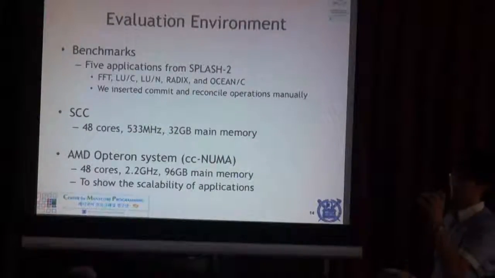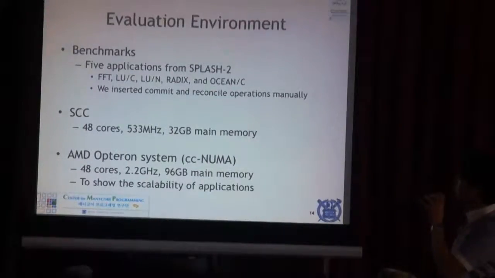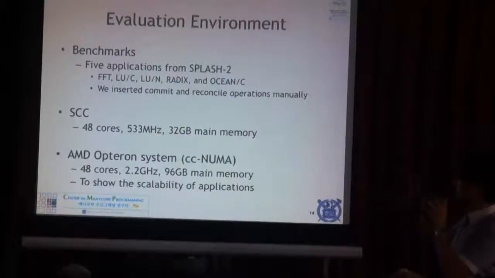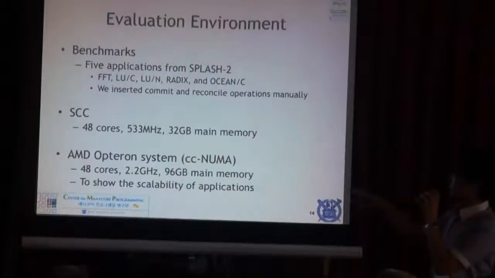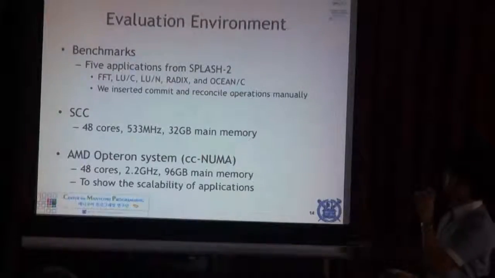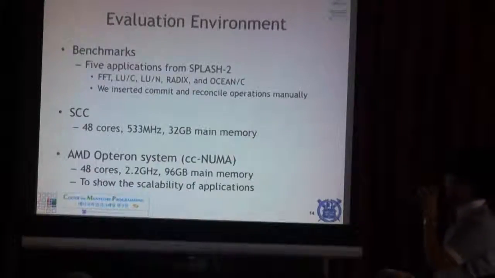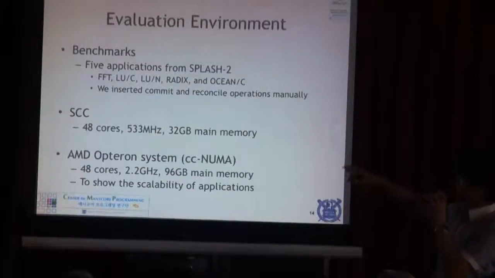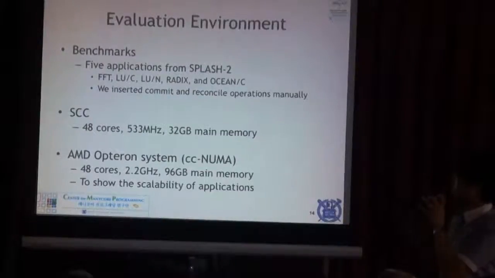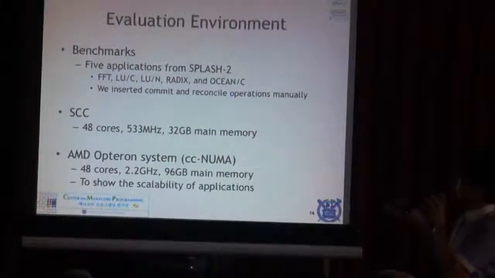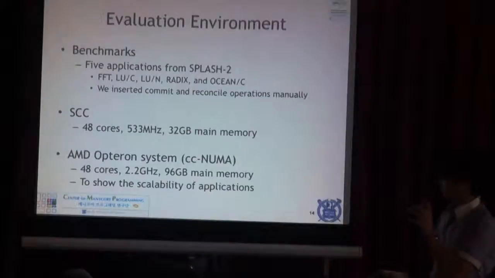To show the effectiveness of our approach, we compare the scalability of applications with our approach to a cache coherent machine. The machine we chose is an AMD Opteron system. It is a CC-NUMA architecture, and it also has 48 cores. Each core runs at 2.2 GHz, with 96 GB of main memory. Because the two systems are very different, we cannot compare the performance directly. So we just focus on the scalability of applications.